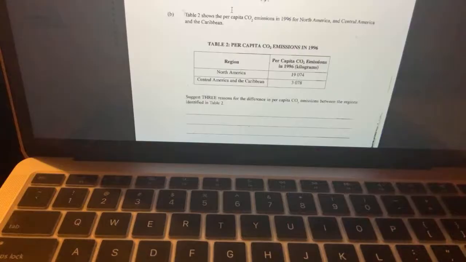Big up Tavon. Urbanization within North America. Big up Kiara. Dom is saying that the governments of Central America and the Caribbean could have different rules or legislation. All right, Dom. And then Shori says North America is a more developed country. All acceptable answers.